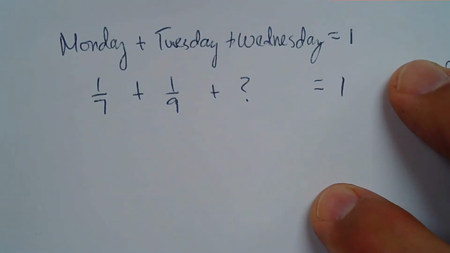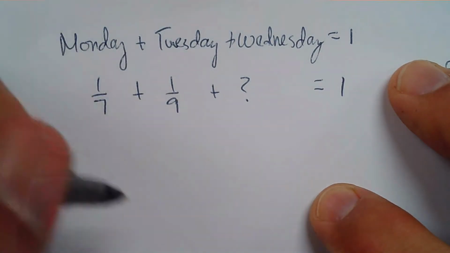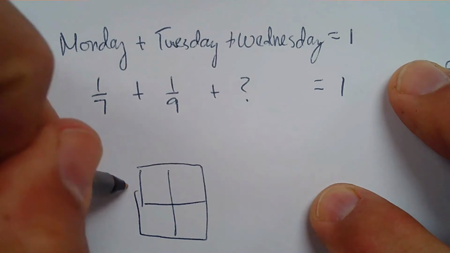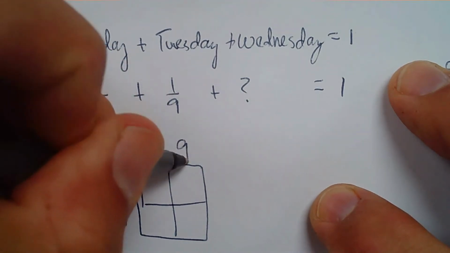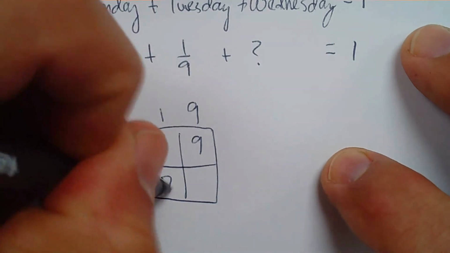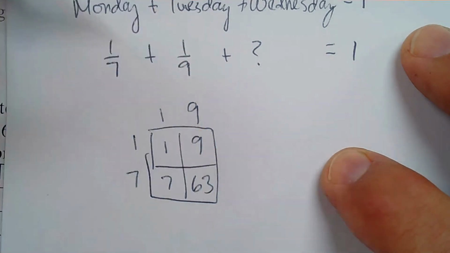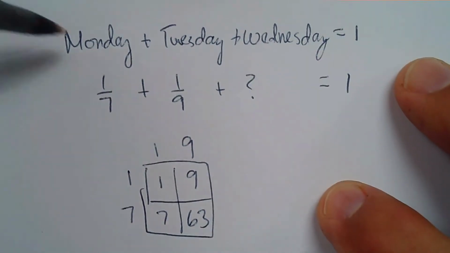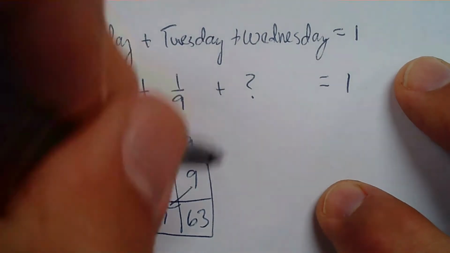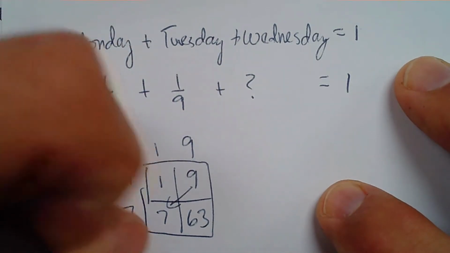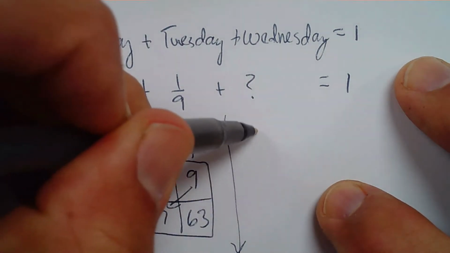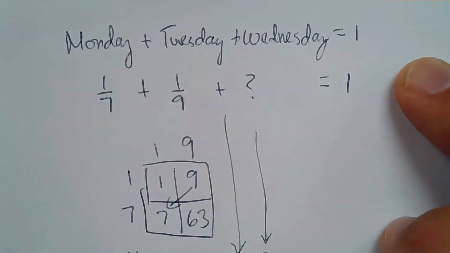Okay, in my class, we added our fractions in a unique way. You can add them any way you want. I had 1/7 and 1/9, and then I multiplied all these: 1 times 1, 9 times 1, 1 times 7. 9 times 7 is 63. And then to add these two up here, that would be 9 plus 7, which is 16 out of 63. So that's that sum.